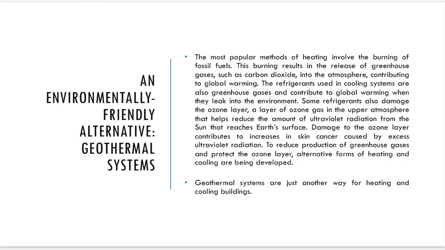Some refrigerants also damage the ozone layer, a layer of ozone gas in the upper atmosphere that helps reduce the amount of ultraviolet radiation from the sun that reaches the Earth's surface. Damage to the ozone layer contributes to increases in skin cancer caused by excess ultraviolet radiation. To reduce production of greenhouse gases and protect the ozone layer, alternate forms of heating and cooling are being developed. One such example is a geothermal system, and it's just another way for heating and cooling buildings.